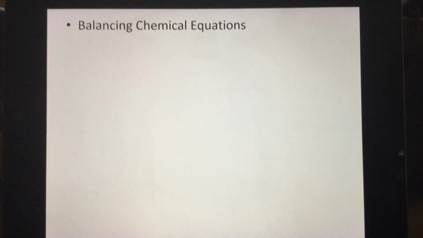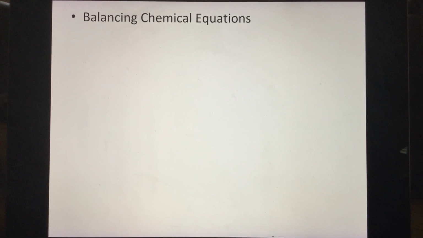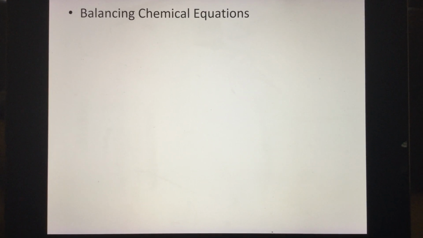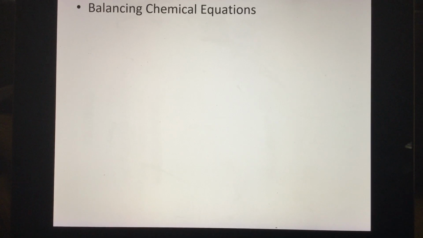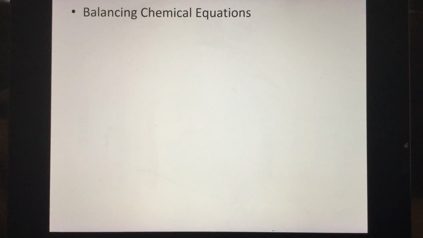Okay, so next we're going to look at how we balance these chemical equations so that we are obeying the law of conservation of matter, because again, we do not have the power to create or destroy matter, so we have to make sure we have equal amounts of it on either side of the arrow.